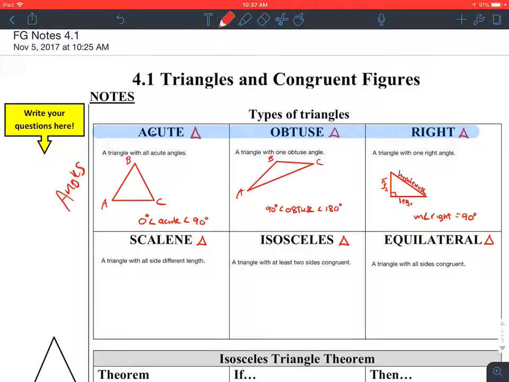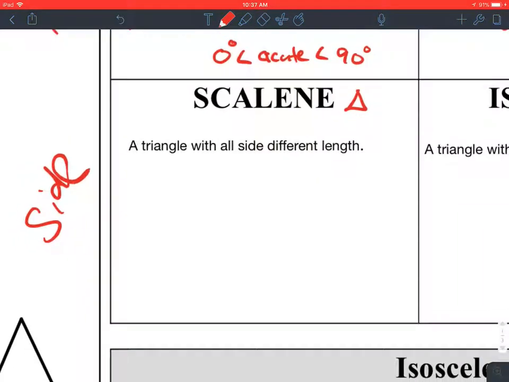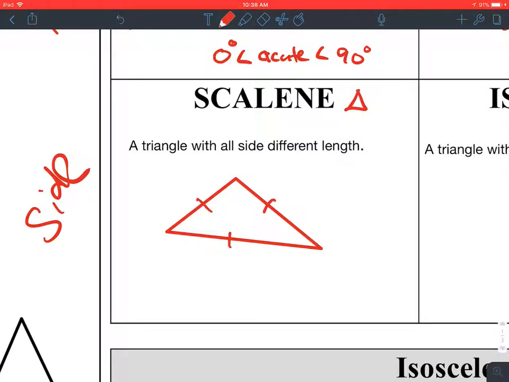There's 3 ways to categorize triangles by their sides: scalene, isosceles, and equilateral. Scalene, a triangle with all sides different lengths. To show that they're different lengths, I'm going to put a different number of dashes on each of the sides. Triangle ABC is scalene. Each side is a different length than the other sides.